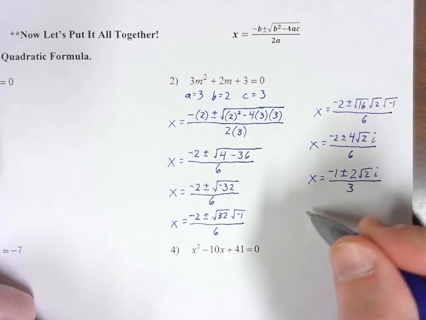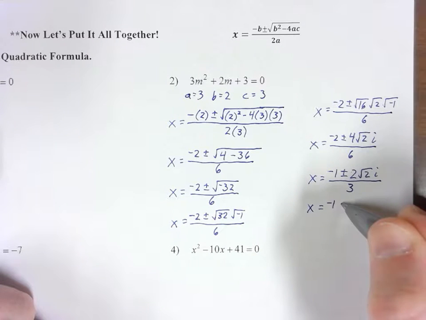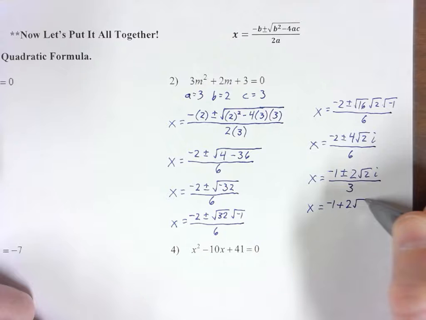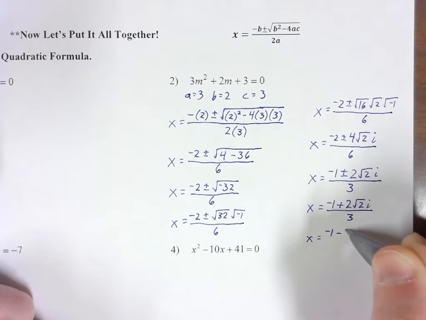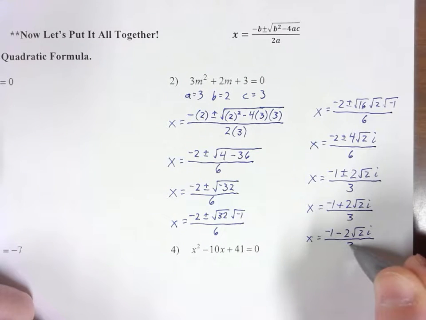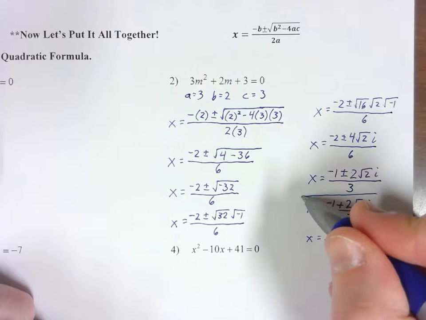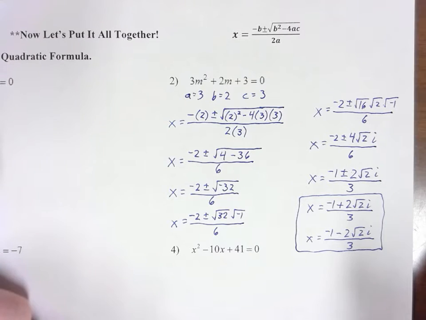or you can write it as two separate answers, negative 1 plus 2 square root of 2i over 3, and negative 1 minus 2 square root of 2i over 3. And those are our two solutions to problem number 2. Let's look at problem number 4.